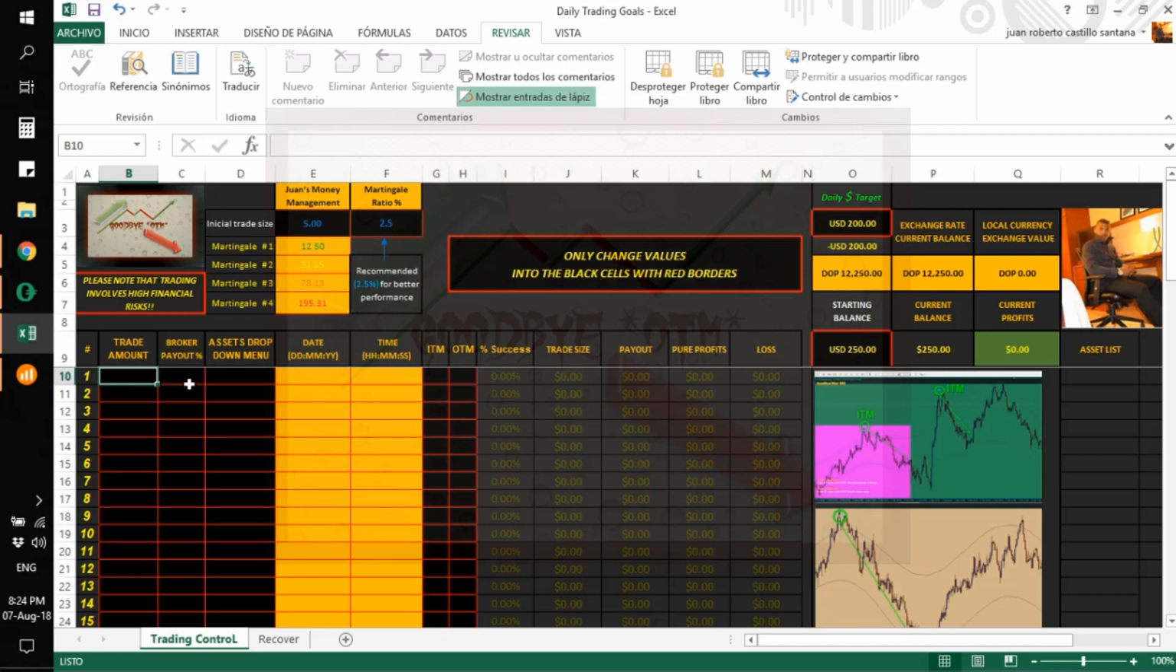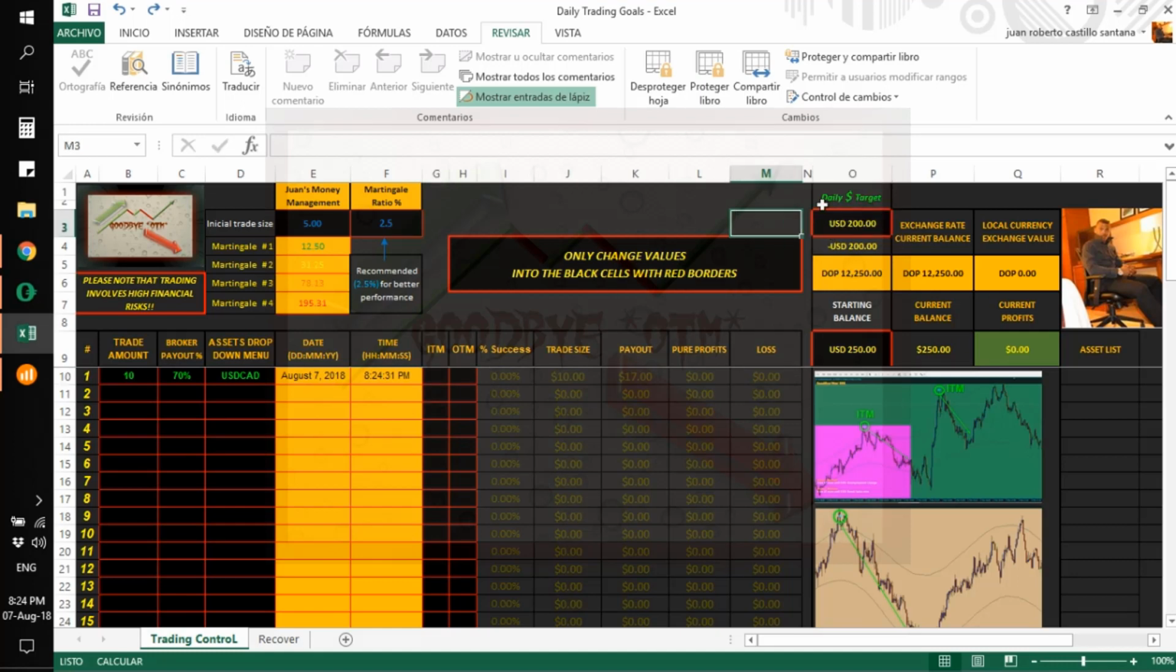So let's say that we just placed a $10 trade. Let's say that this asset is paying 70% payout. That was USD Canadian, and we're gonna wait for the result. If it's ITM, we will place ITM right here. In case it's OTM, then we will place an OTM right here. That's dependent.